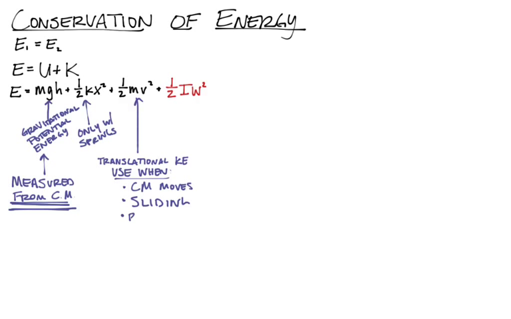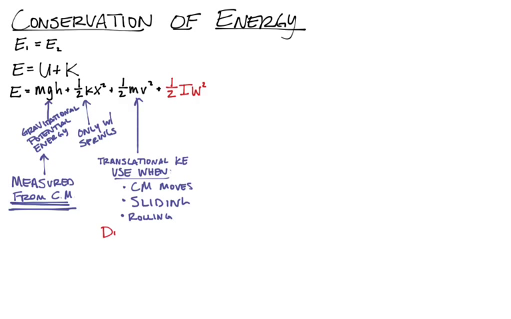If I have a block sliding across something, it's going to have translational kinetic energy. The center of mass is moving, my object is sliding. If I have something rolling, with or without slipping, and its center of mass is moving, then it's going to have translational kinetic energy, as long as the center of mass moves.